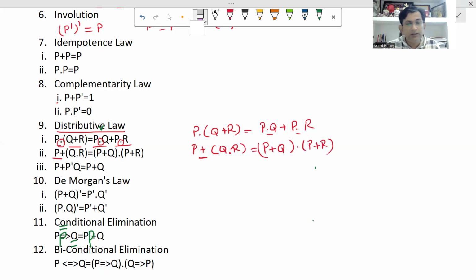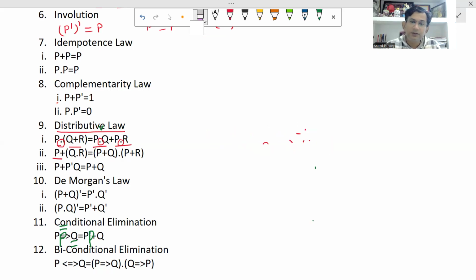Knowing these two will be enough for you, but you can learn this third distributive law also, p plus p dash q. Don't forget to learn it. It may also come in the examination. So p plus p dash q will be equal to p plus q. Okay, this is the third law.